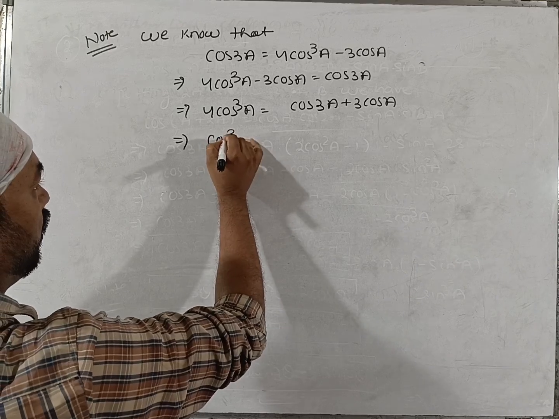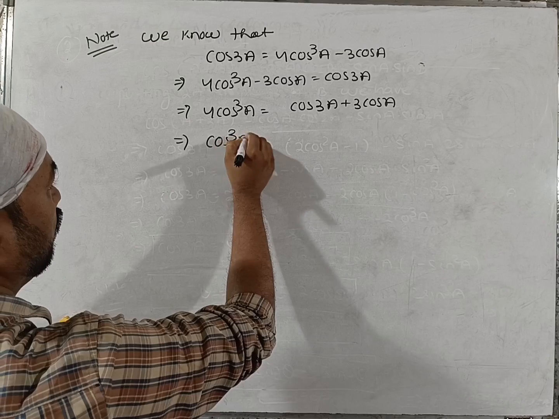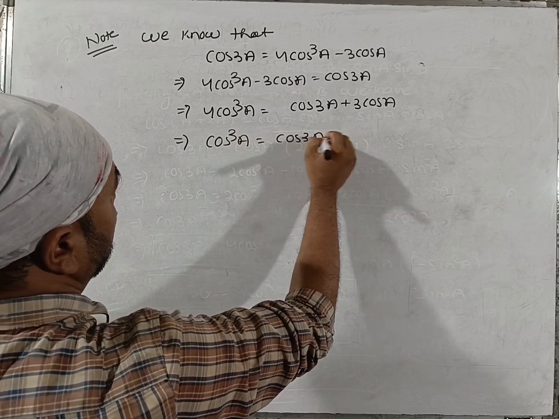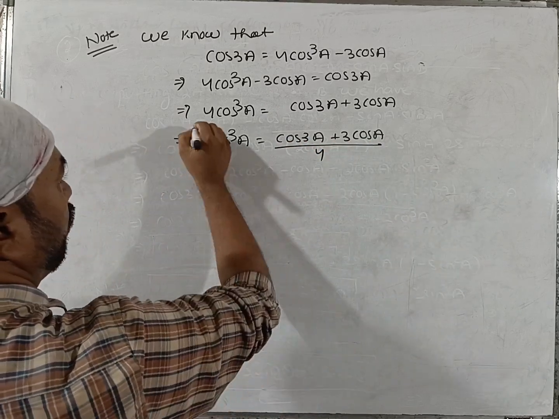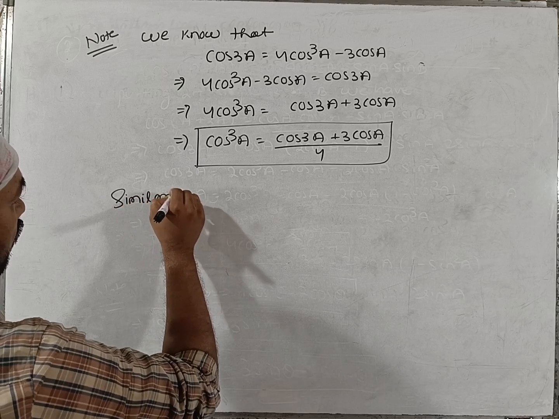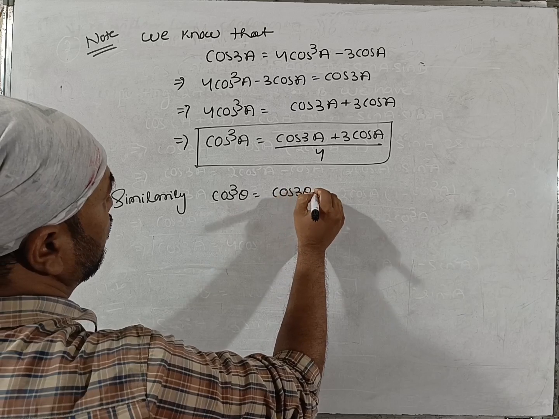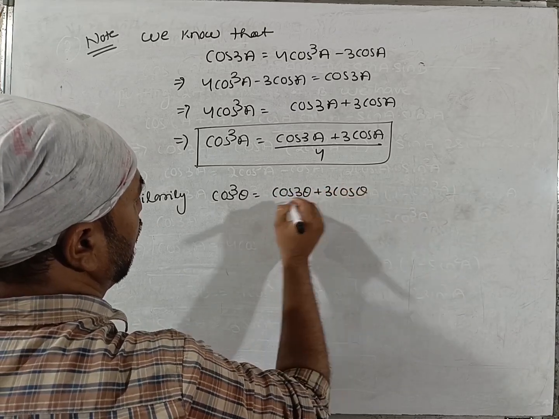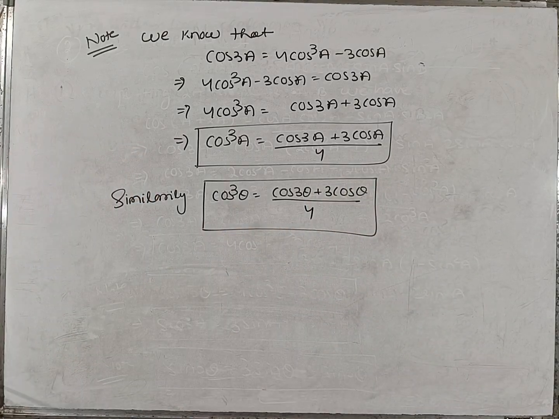So cos cube A is equal to cos 3A plus 3 cos A, whole divided by 4. Similarly, cos cube theta is equal to cos 3 theta plus 3 cos theta, whole divided by 4. So here it is all about the formula of cos 3A. Then let us go through the tan 3A formula.